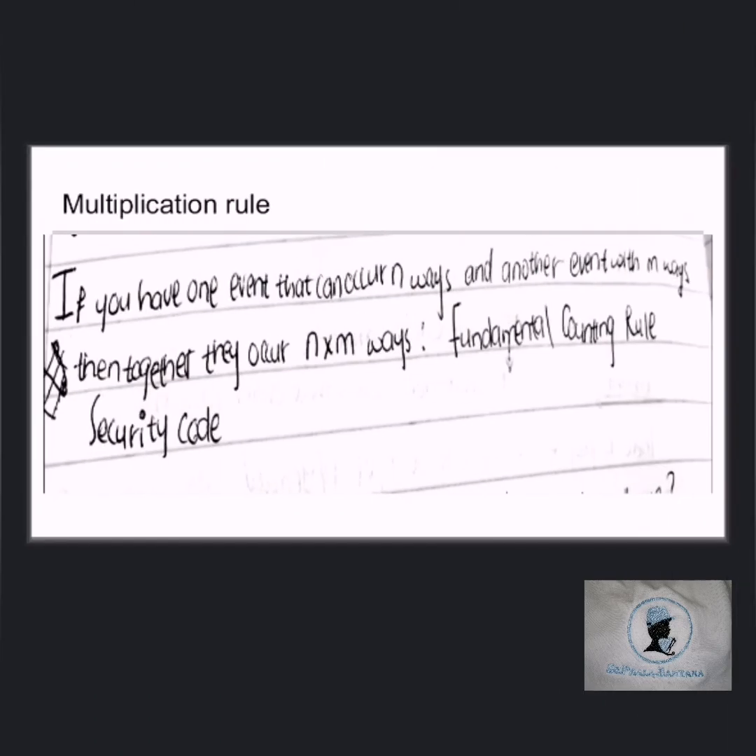So we also have the multiplication rule. It says if you have one event that can occur in n ways and another event with m ways, then together they occur n times m ways. This is the fundamental counting rule, which they've given you as the multiplication rule in your lectures, and I'm aware that it is a bit different, but this one and that one in your lecture slides mean the same thing, or they say the same thing in different ways.